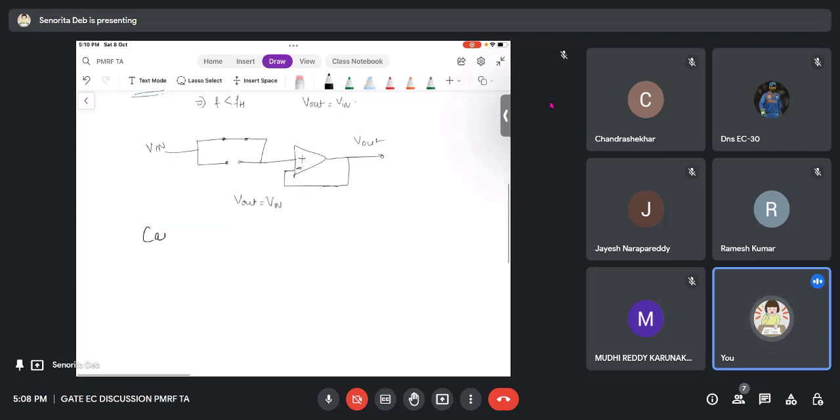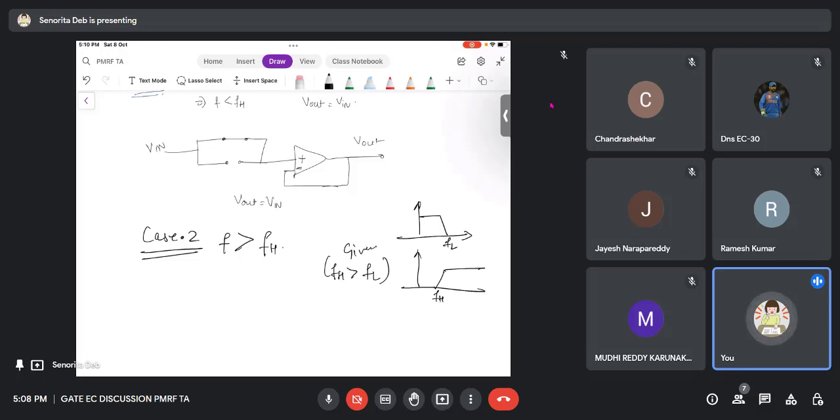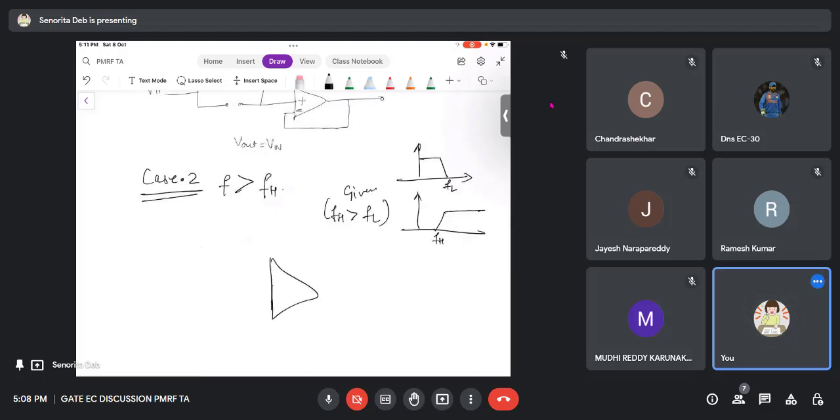Now let me take case 2. In case 2, let me take F greater than FH. So if F is greater than FH, the characteristic was like this, FH, FL. If F is greater than FH, it means it is greater than FL, because it is given that FH is greater than FL. Now F1 will be an open circuit and F2 will be a short circuit. But the input will go to this node, and therefore you will get V out as V in.